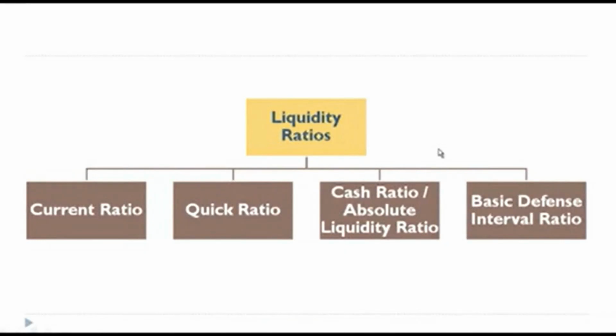Friends, in the previous session we understood that there are four liquidity ratios: current ratio, quick ratio, cash ratio, and basic defense interval ratio. Now we'll get started with the current ratio.